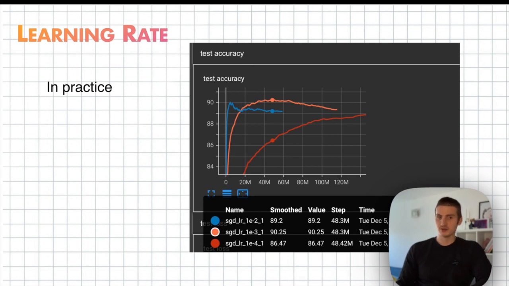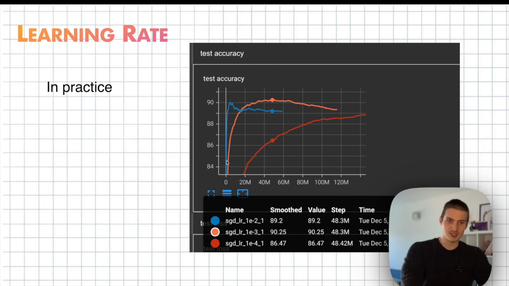This is how different learning rates actually look like in practice. So these curves show test accuracy versus the number of steps it took to train the model for different learning rates on fashion MNIST dataset, so classifying elements of clothing. The blue one here is learning rate 1e minus 2, so 0.01. Orange one is learning rate 10 times smaller, and the red one is 100 times smaller. And so I can see that the blue one trained much faster than other models.